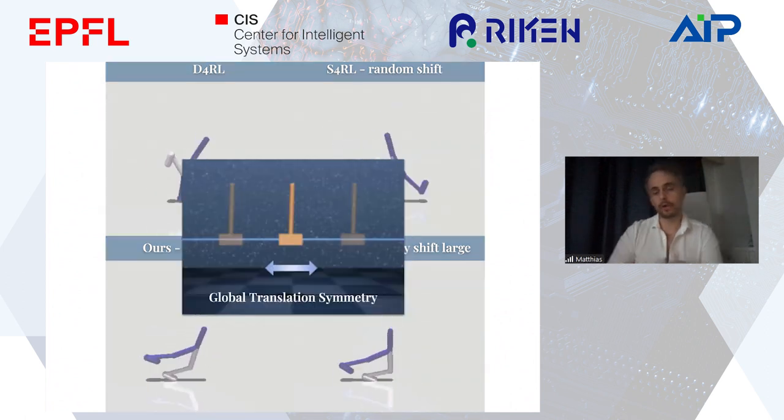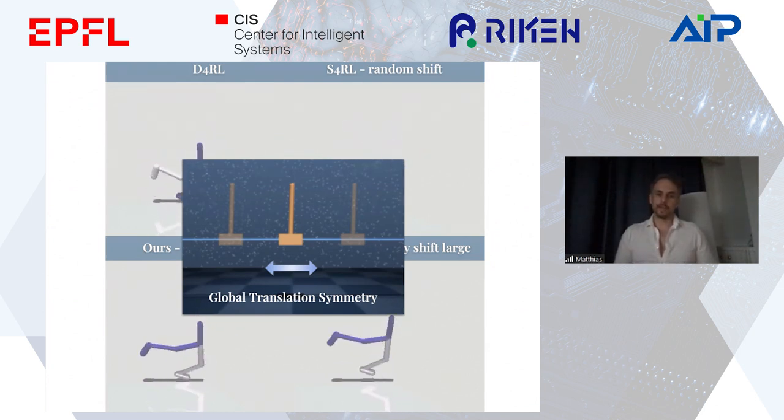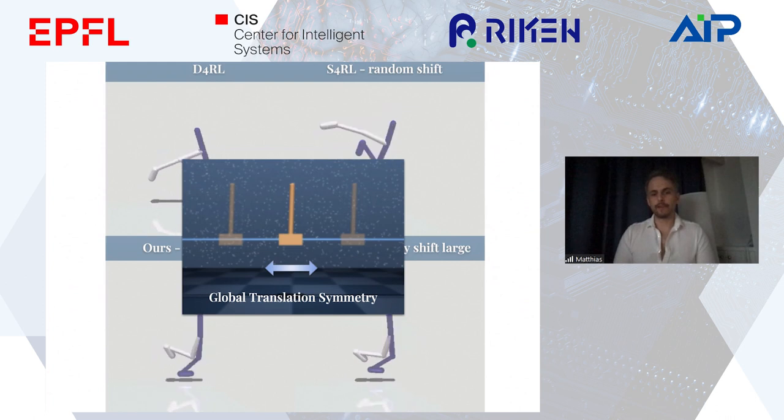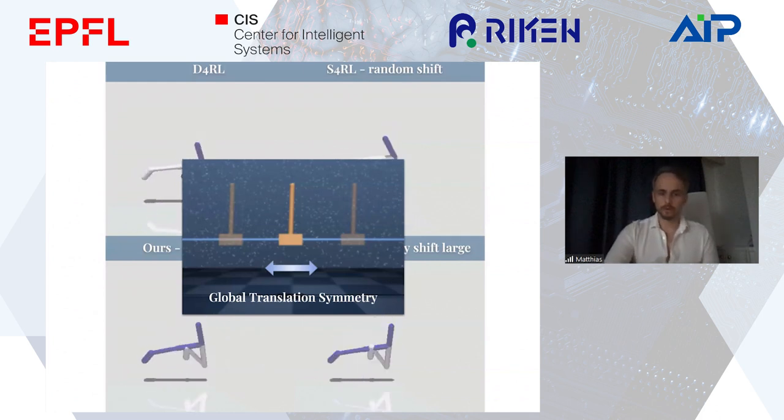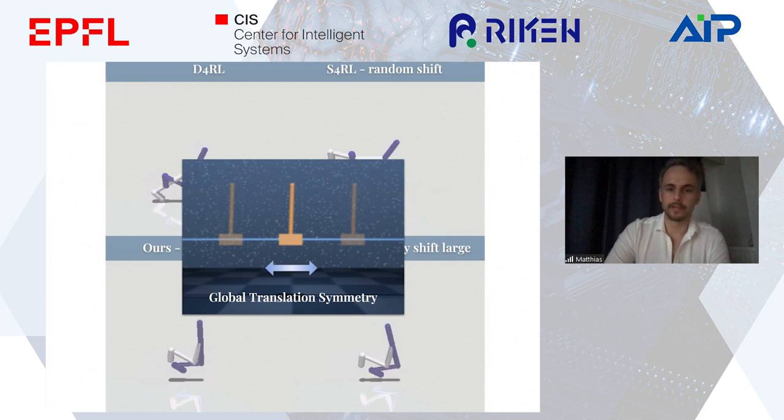Right, so what we can also do is, although the algorithm only uses local symmetries, we can make a check if our approach can also recover global symmetries. And we just test this on the cartpole. And in fact, the global translation symmetry is naturally learned in a self-supervised fashion in this Koopman latent representation.